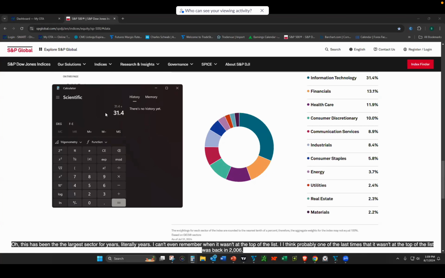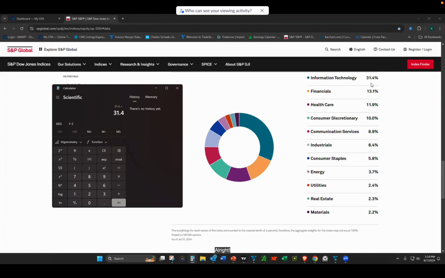31.4%. Oh, this has been the largest sector for years, literally years. I can't even remember when it wasn't at the top of the list. I think probably one of the last times that it wasn't at the top of the list was back in 2006, all right? 2007, 2006, financials was at the top. So when you're looking at the top two sectors, all right, I want to show you guys this really quick because I feel like it's really important for you to understand this.